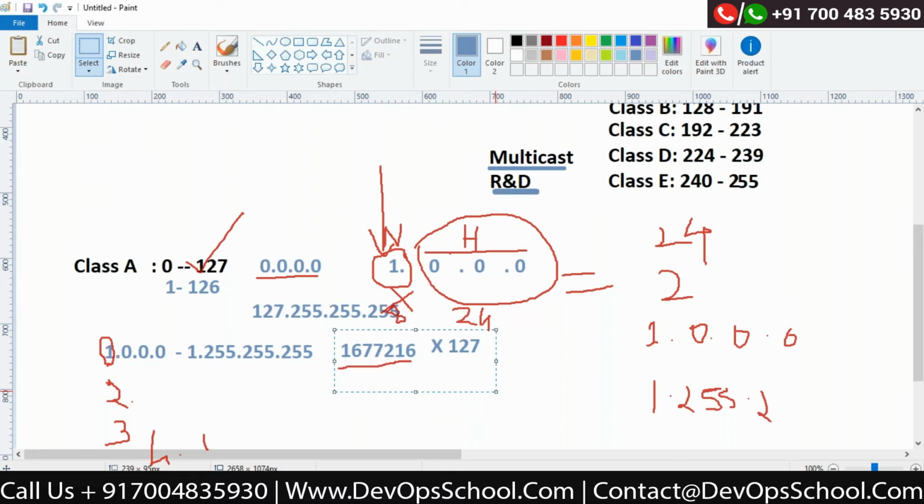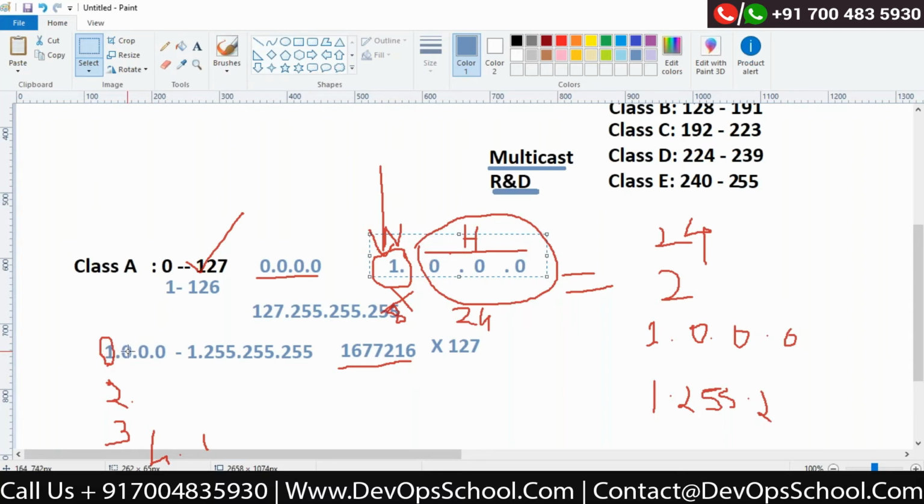So first, you need to understand a very basic rule. In class A, the first 8 bits are for the network, which you cannot change. If you change it, that network would change. This is the one network. So within one network, how many computers can I connect? 16,777,216. Only a single network. 1.0.0.1, 1.0.0.2, up to what? 1.0.0.255.